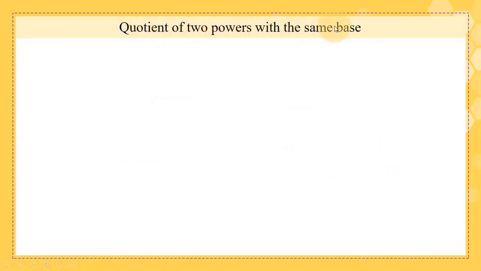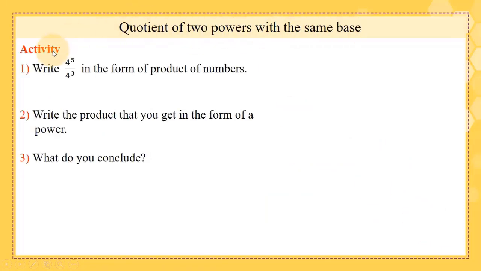Quotient of two powers with the same base. Also, we have to solve this activity. Write 4 exponent 5 over 4 exponent 3 in the form of a product of numbers, then write the product that you get in the form of a power, then conclude. Please pause the video to solve this activity.